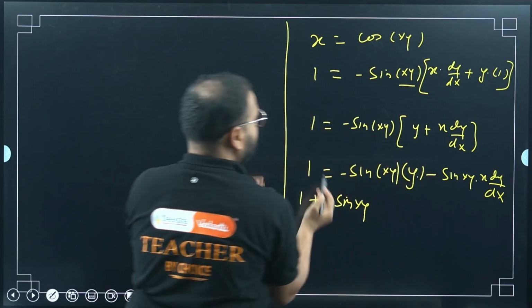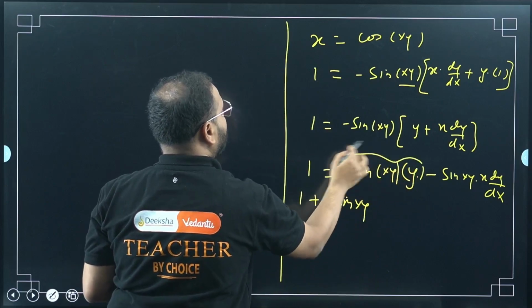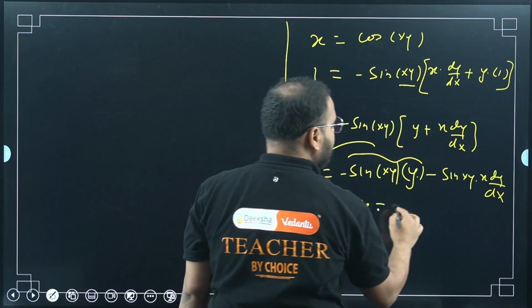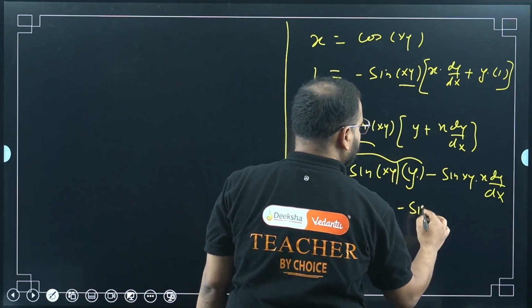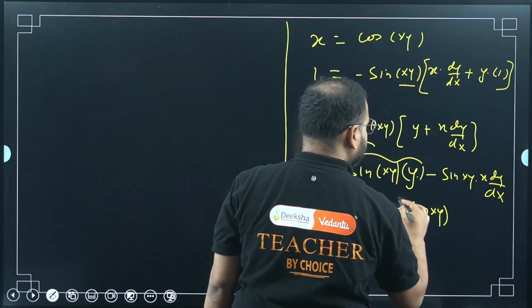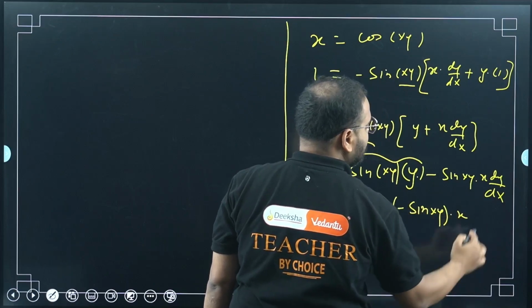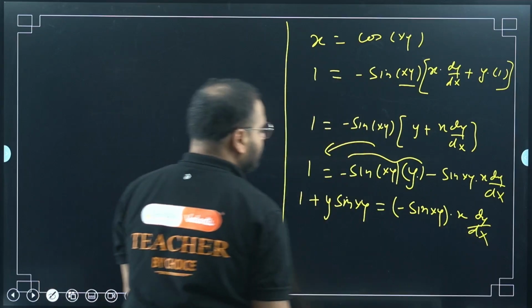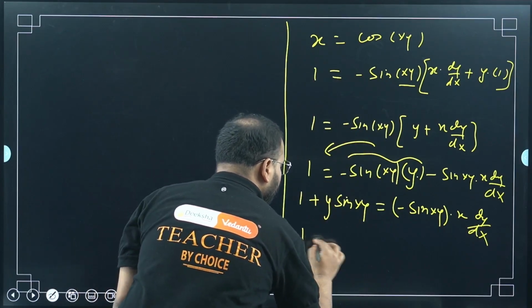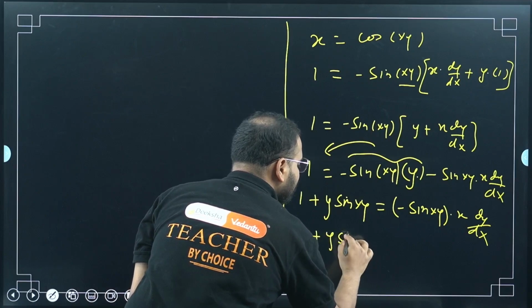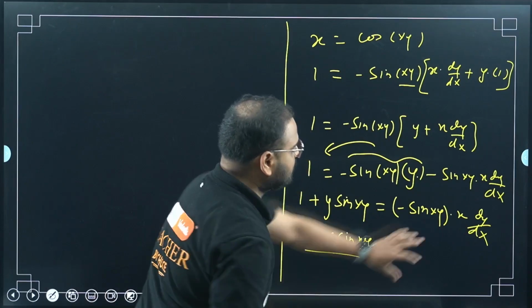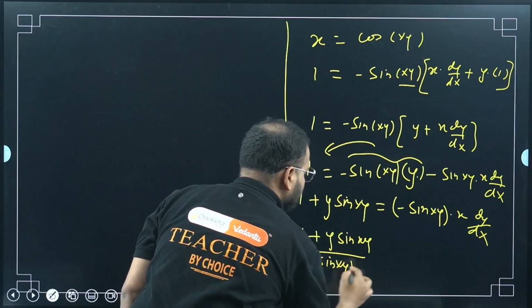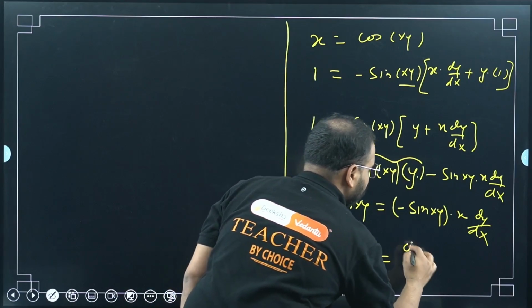So I've brought this whole term to this side of the equal sign, and I get a plus sign. What is left on the right-hand side? Minus sin xy with x dy/dx. I want to keep dy/dx only on that side. So I'll get 1 plus y sin xy upon minus sin xy multiplied with x, which equals dy/dx.